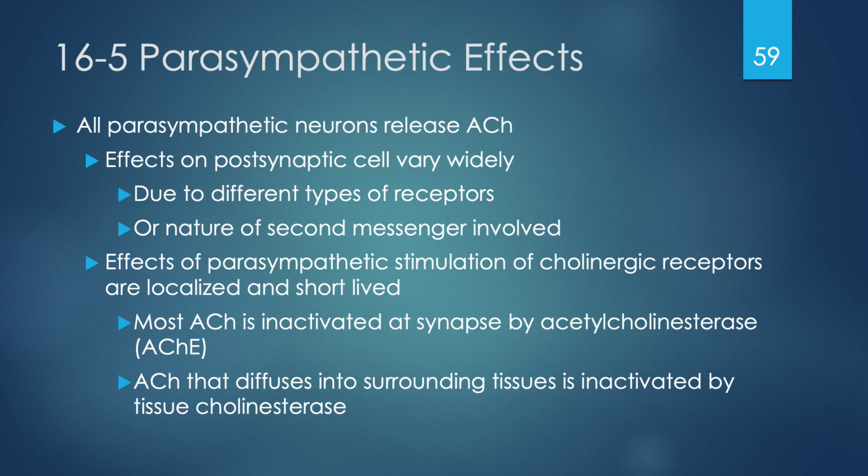Most of the acetylcholine is going to be inactivated at the synapse by acetylcholinesterase, which is the enzyme that will inactivate acetylcholine. The acetylcholine that isn't absorbed and inactivated by acetylcholinesterase is going to diffuse into the surrounding tissues, and that gets inactivated by tissue cholinesterase, which is basically the tissue version of acetylcholinesterase that occurs in the surrounding tissues instead of at the synapse.